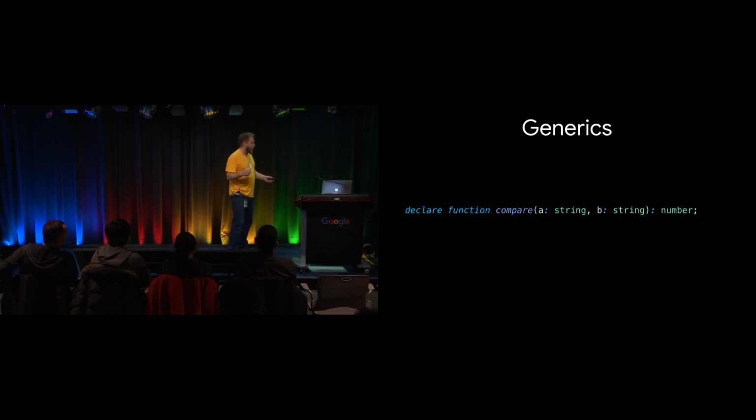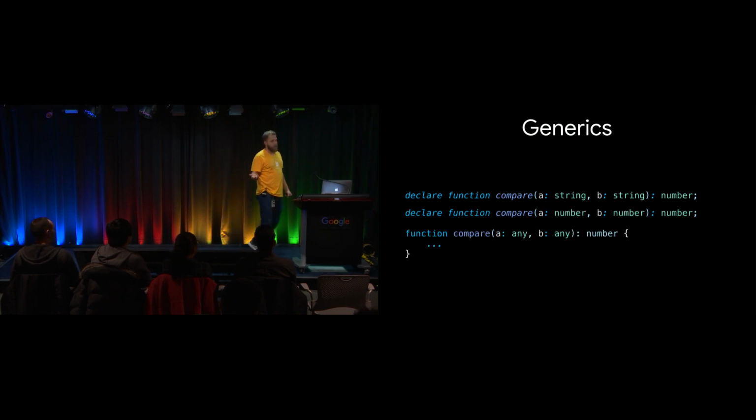OK, so let's start with generics. Say we have a function, and we want to compare two things, A and B. And A and B are strings, and we'll return a number when we compare them. That works great. But now we want to compare not only strings, we want to compare numbers as well.